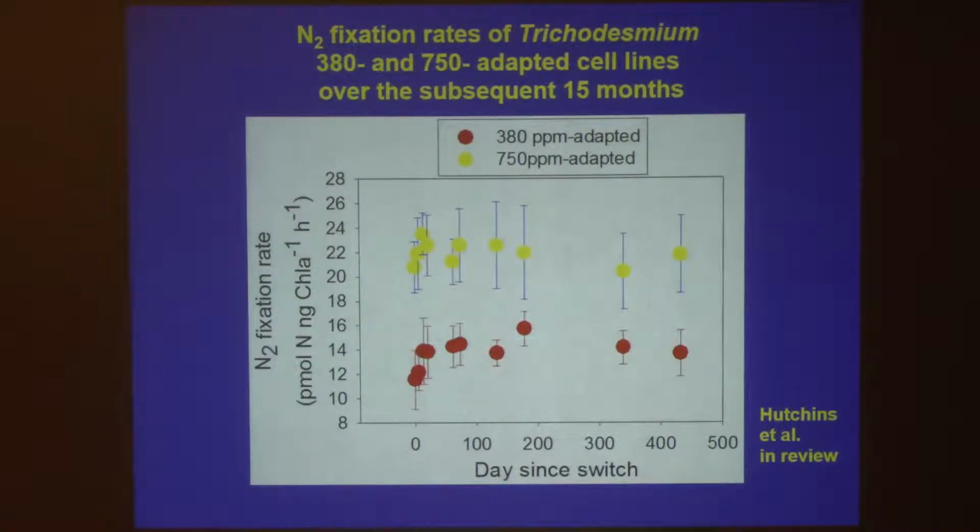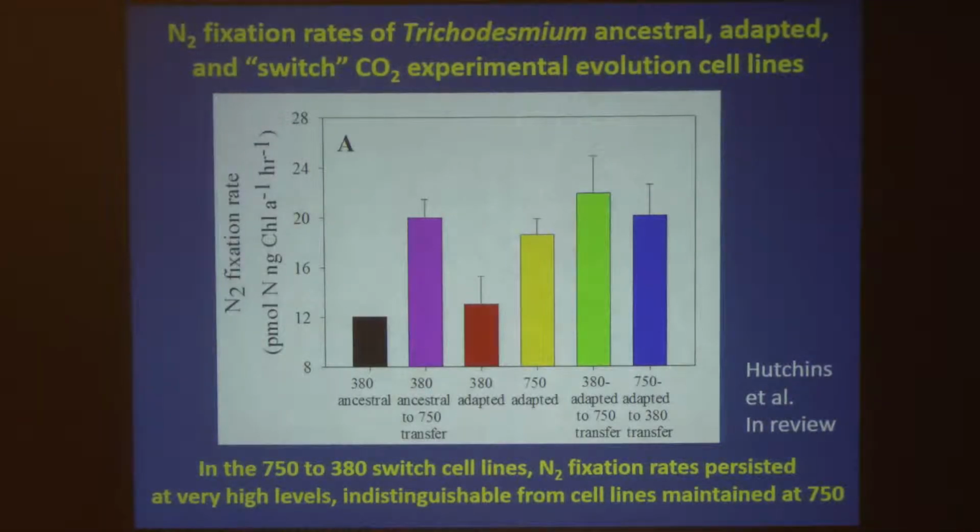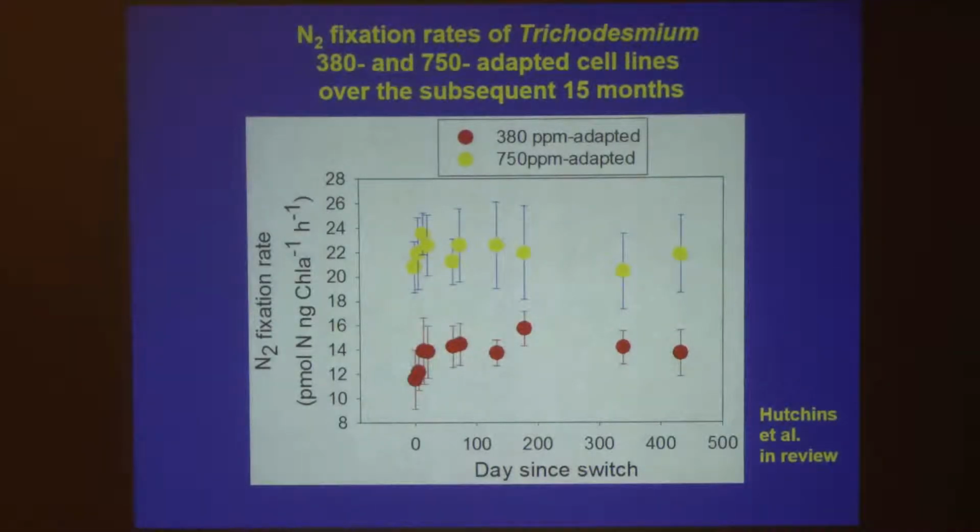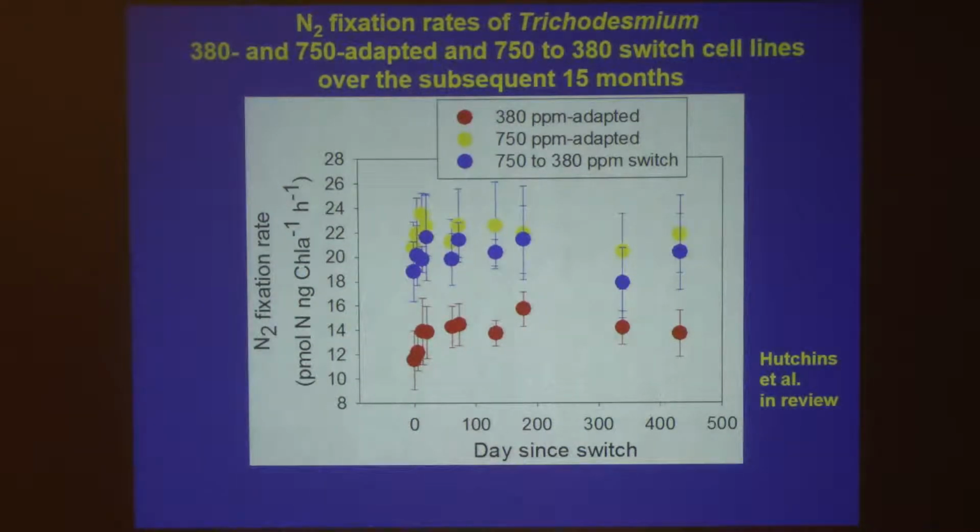This is simply the 380 adapted cultures. And this is the high CO2 adapted cultures. As I told you, they're just kind of growing along. Let me show you the one that was switched now from high CO2 back down to this concentration. It's still fixing nitrogen just like it's in the high CO2 world.